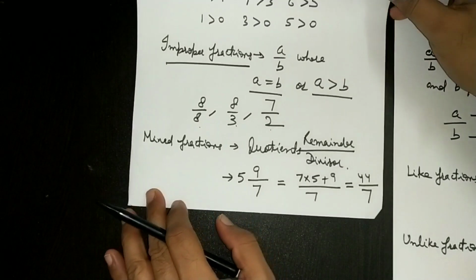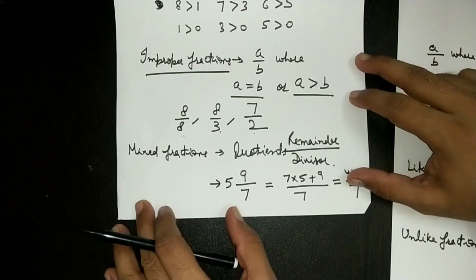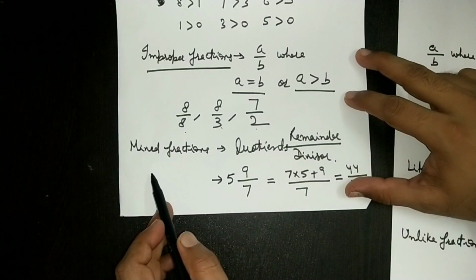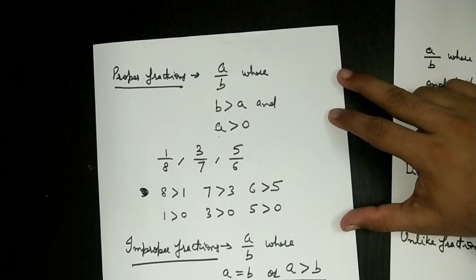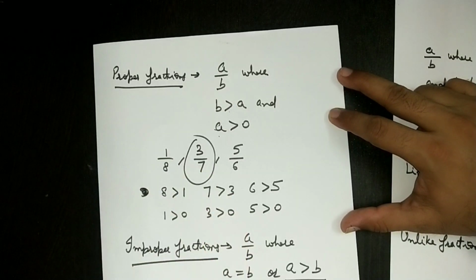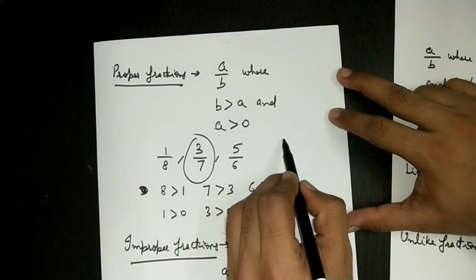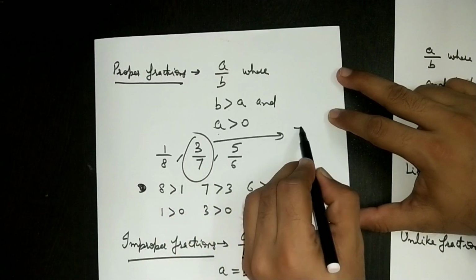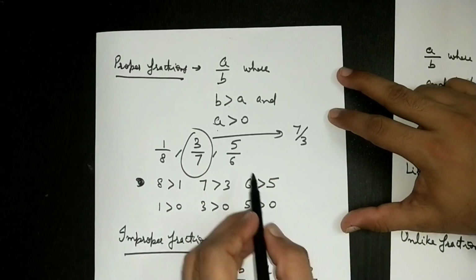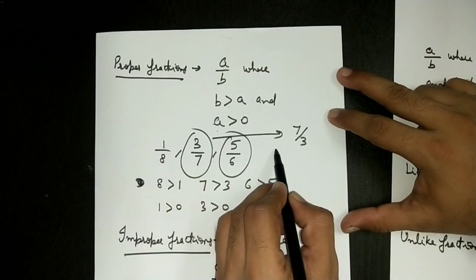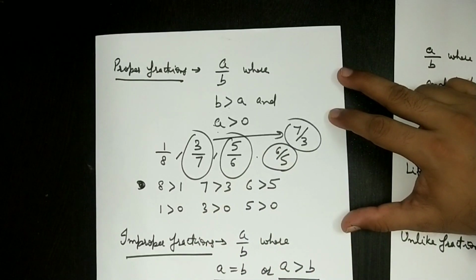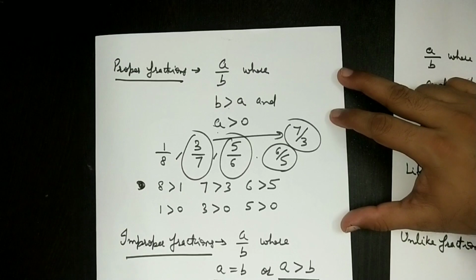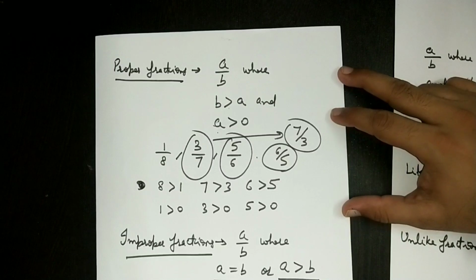Now what are reciprocals? The last portion is reciprocals. If we have to find the reciprocal of 3 by 7, it will be 7 by 3. Similarly, the reciprocal of 5 by 6 will be 6 by 5. When you change the position of numerator and denominator, the numerator becomes the denominator and the denominator becomes the numerator, it means this is a reciprocal.